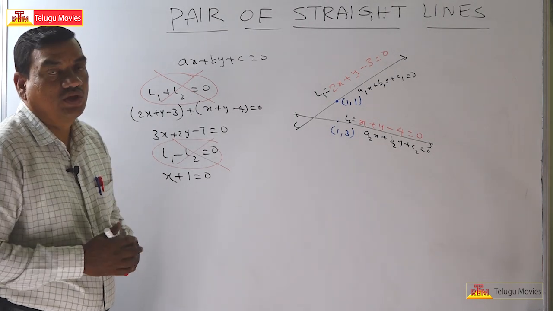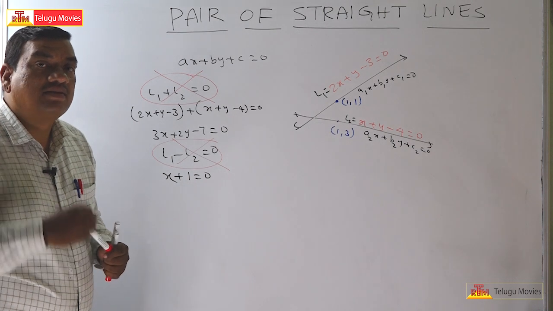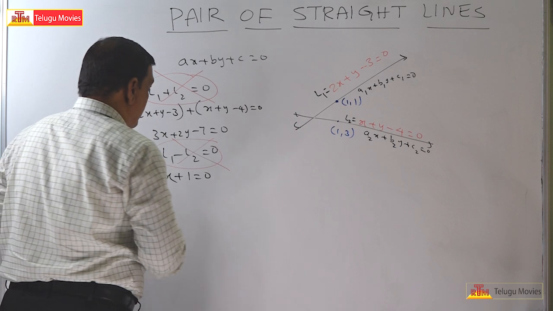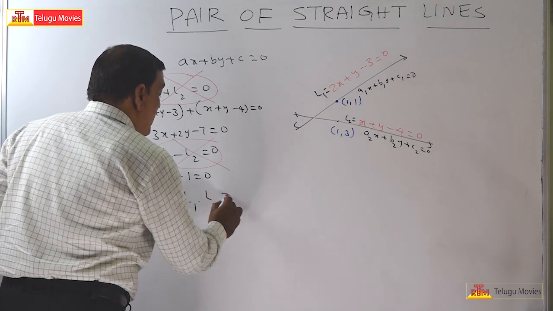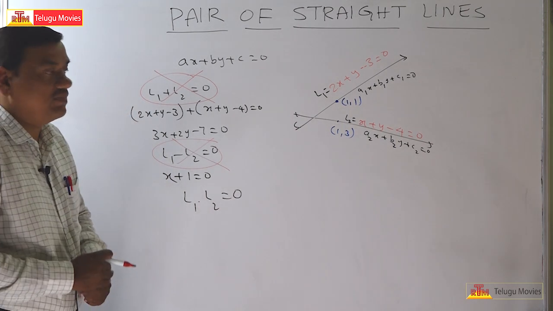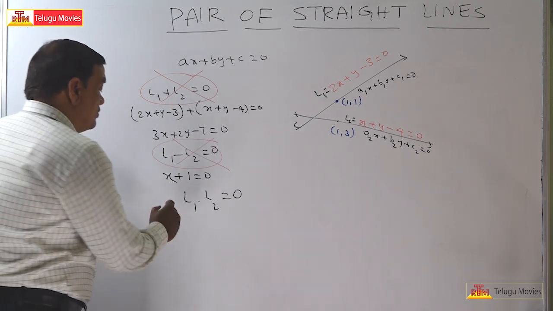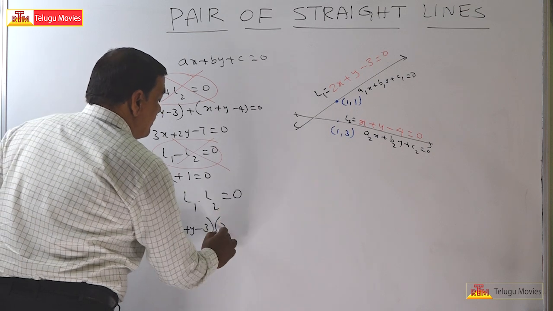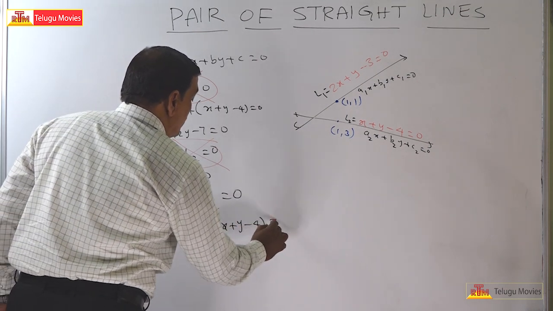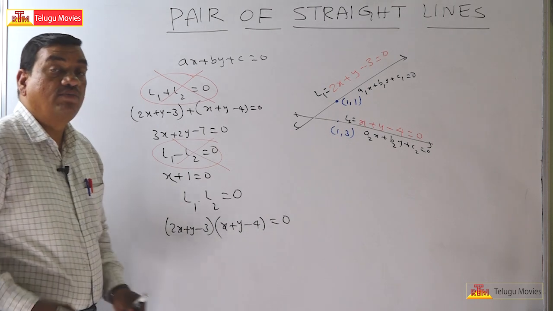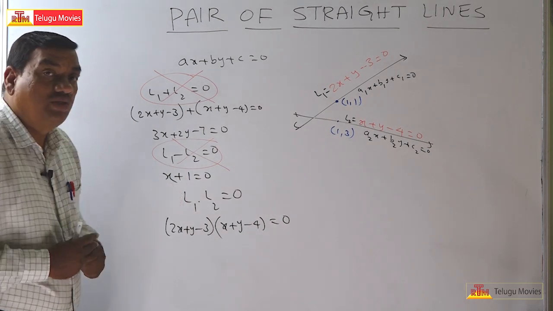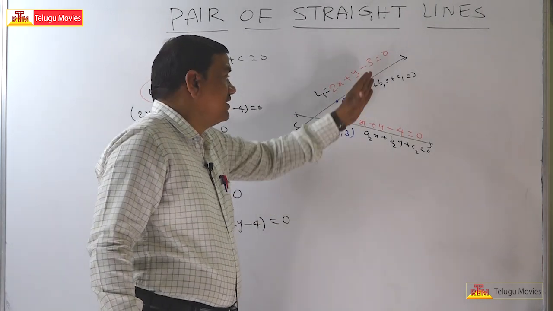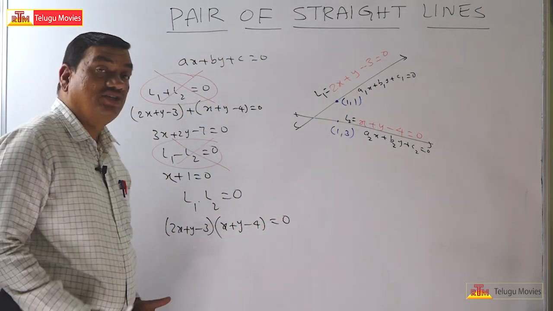So this subtraction of the equations of the lines has also failed. Next, let us multiply the equations. L1 into L2 is equal to 0. What is the first equation? 2x plus y minus 3. What is the second equation? x plus y minus 4 is equal to 0. Now I have multiplied both the equations. Let us check whether each and every point on these lines will satisfy this equation or not.